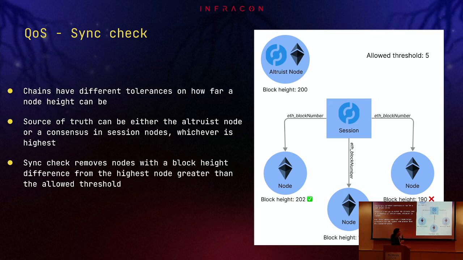As you can see, for example, in this case we got a block height of 200 on the altruist node, but one of the nodes in the session has 202. All the other nodes pass the sync check, the second one. But the third one is lower by more than the allowed threshold, which is 5. Basically, it fails and is discarded from the session.